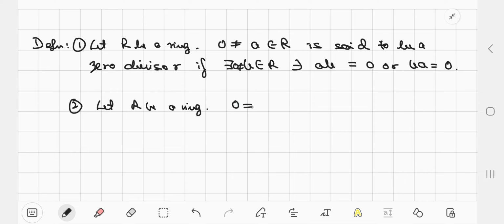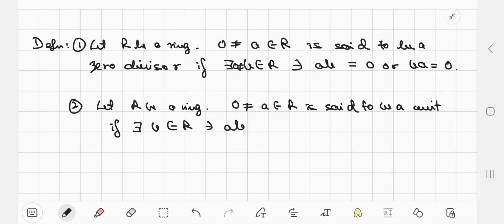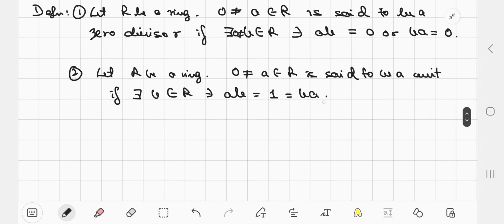A non-zero element of R is said to be a unit if there exists some B in R such that AB equals 1, which also equals BA. Clear? So in a way, a unit is an element which has a well defined multiplicative inverse in the ring. That's precisely what I want to say.